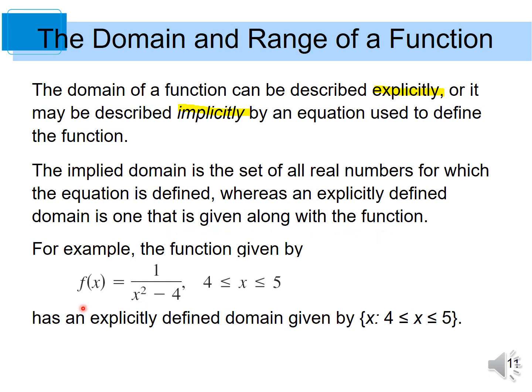For example, f(x) equal to 1 over x squared minus 4, and the domain given is x between 4 and 5. This has an explicitly defined domain. So you can write the domain in this form: you open the curly bracket and write the x, then a semicolon, and then the domain of x. So this is the way we write domain.